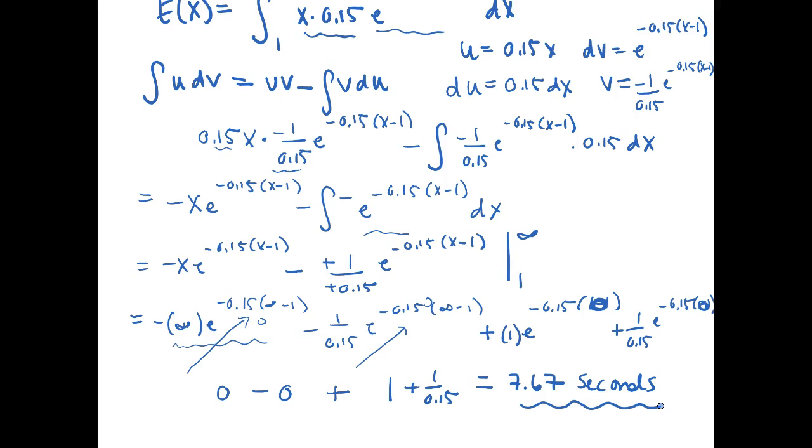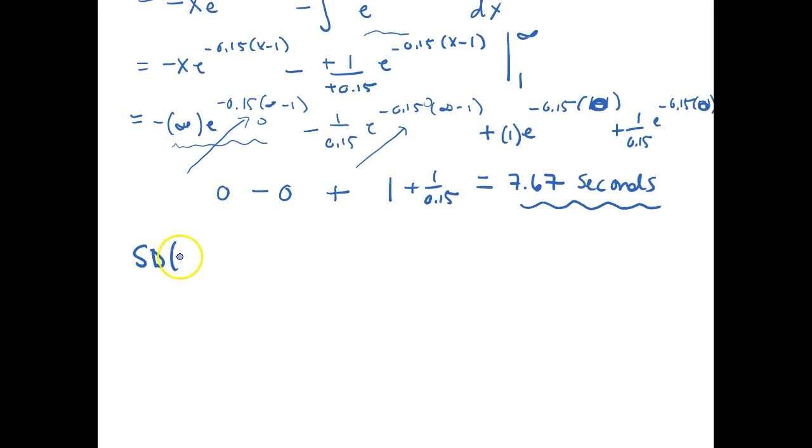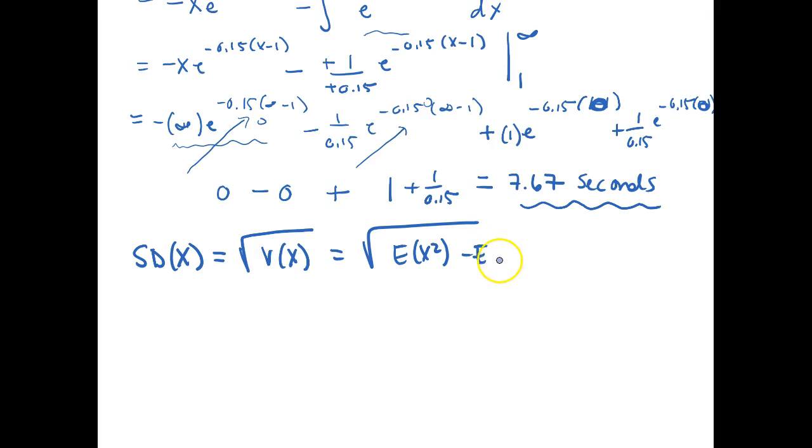All right, so the next thing we want to do is calculate the standard deviation of x. If we want to calculate the standard deviation of x, we need to find the variance of x, because the standard deviation is the square root of the variance, which is equal to the square root of the expectation of x squared minus the expectation of x quantity squared. Of course, we already know this value. This is equal to 7.67. So let's set that aside for a second and calculate the expectation of x squared.